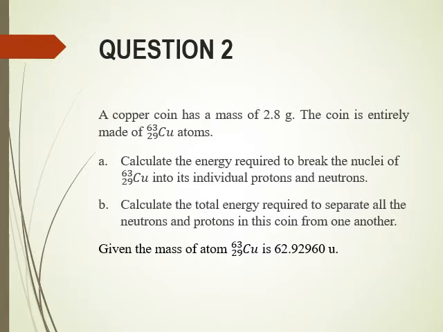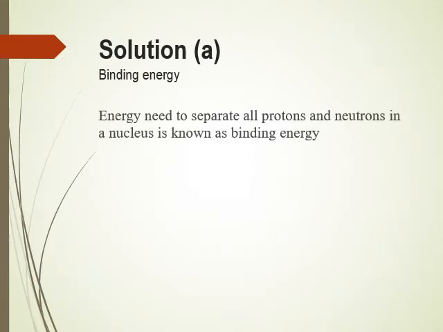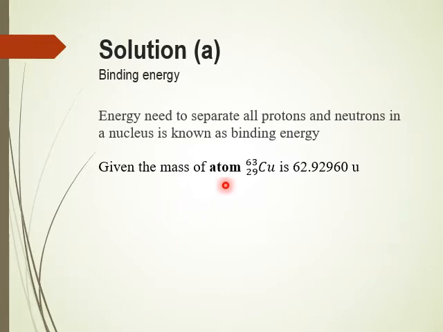62.92960 u. The energy needed to separate all protons and neutrons in a nucleus is known as binding energy. Given the mass of the atom is 62.92960 u, what we have to do before we calculate binding energy is to calculate the mass defect. But remember, when it comes to mass defect, we don't want the mass of the atom. What we want is the mass of the nucleus.